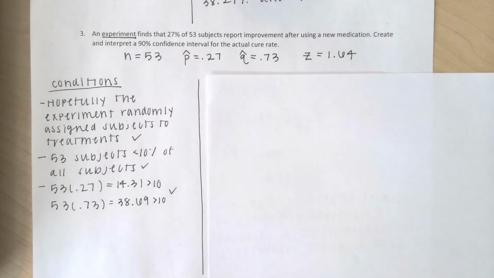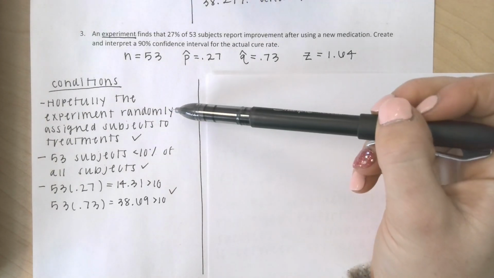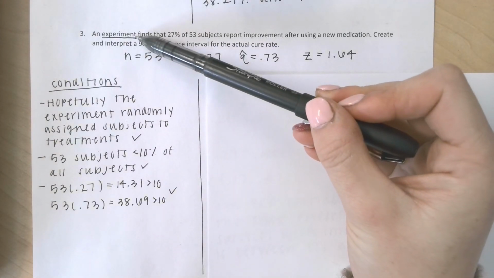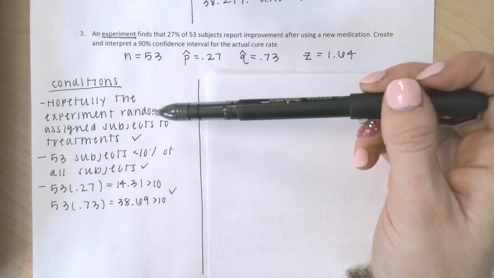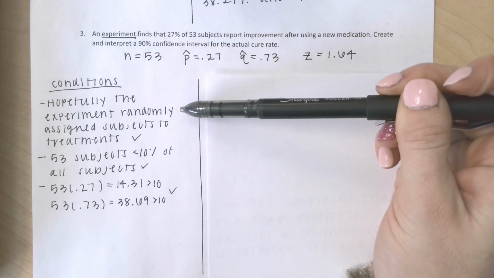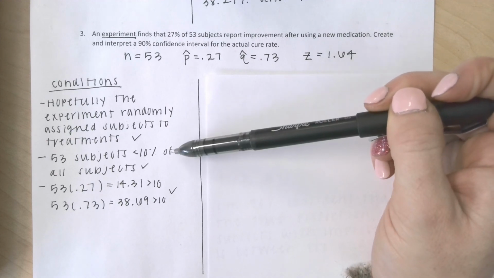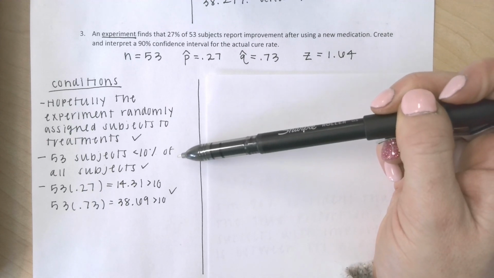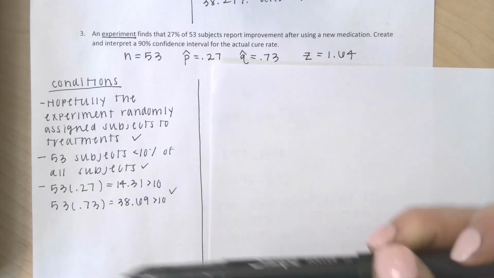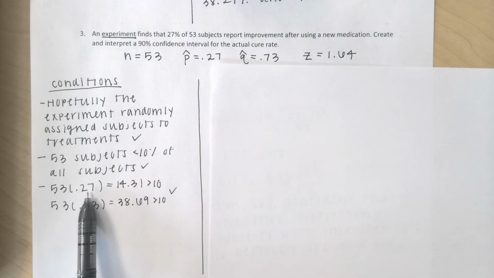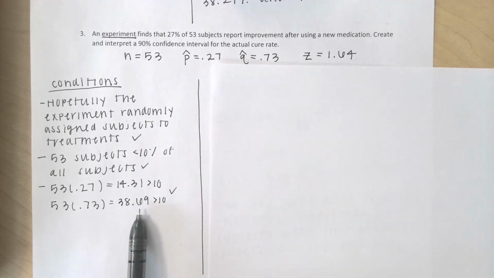All right, answers for number 3. Make sure you start with checking those conditions. This one wasn't very clear whether or not it was random. All it says is that there was an experiment. So I just said that hopefully the experiment randomly assigns their subjects to the treatments. 53 subjects should be less than 10% of all subjects, and taking my n times my p hat and n times q hat does give me at least 10 expected successes and failures.